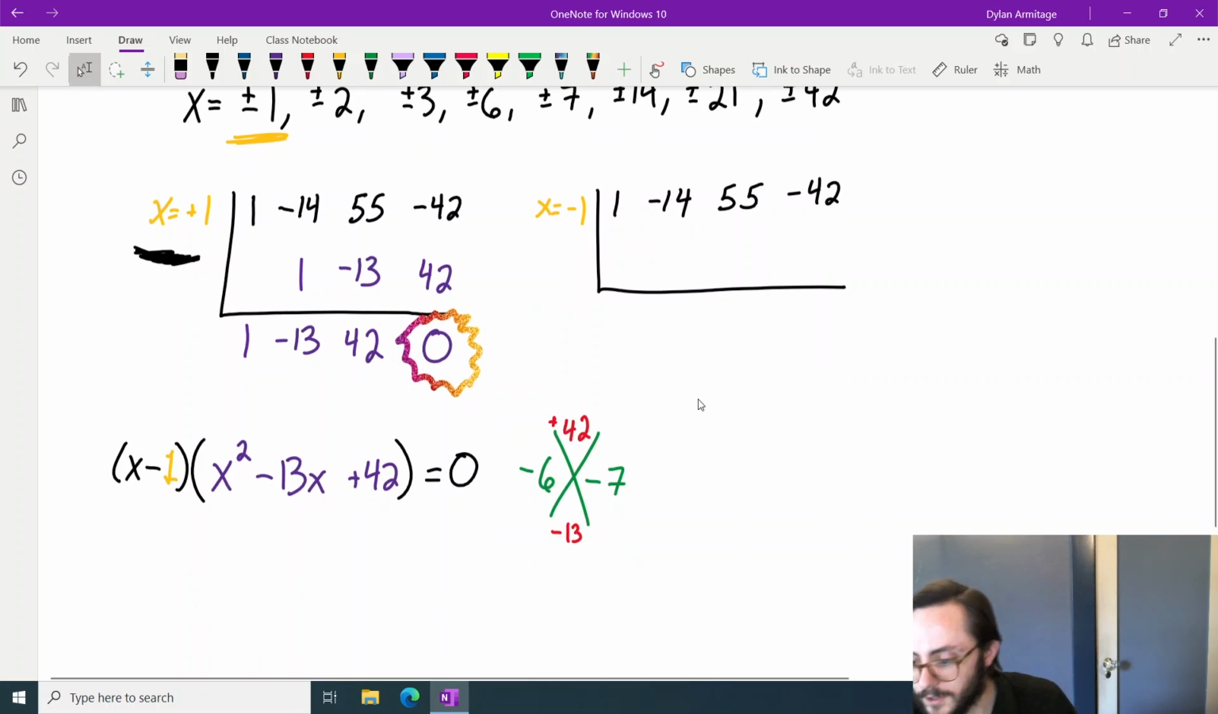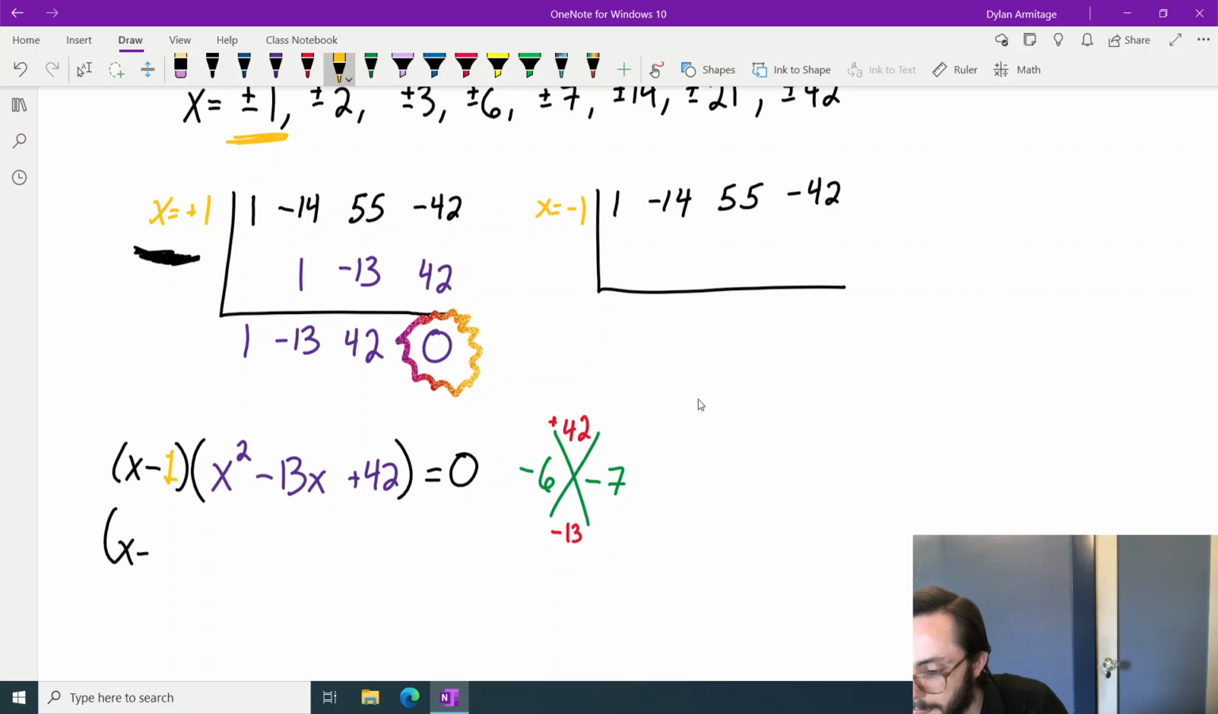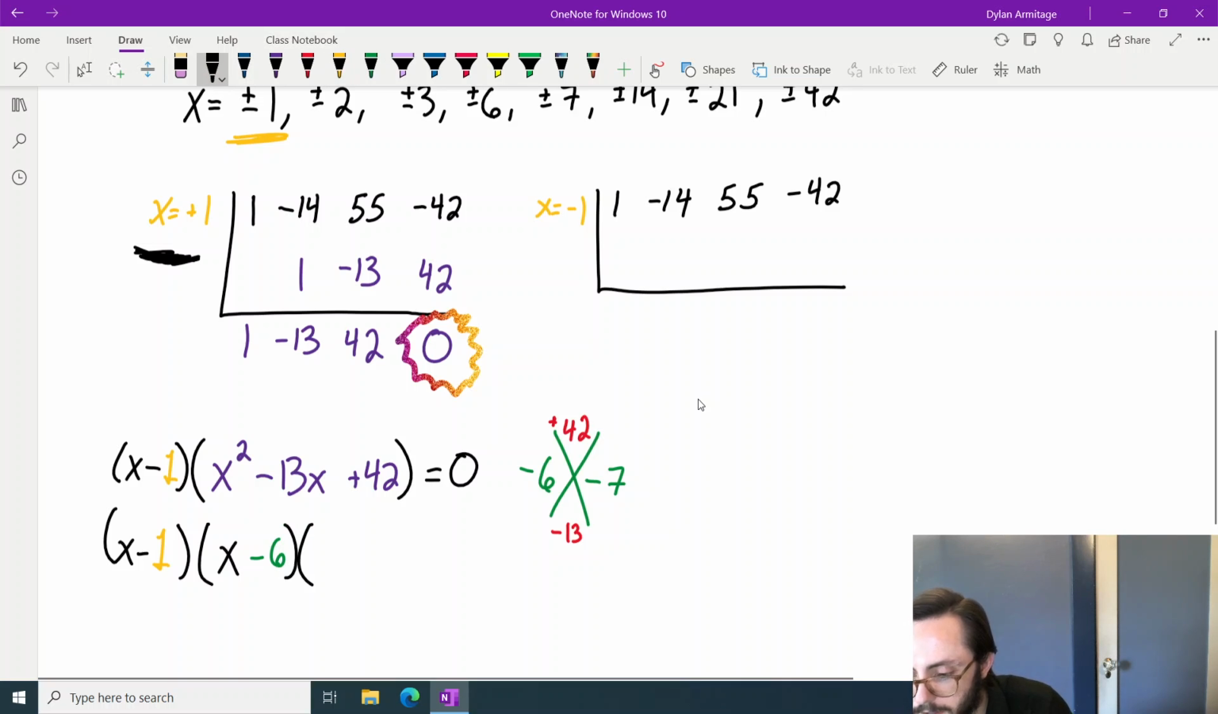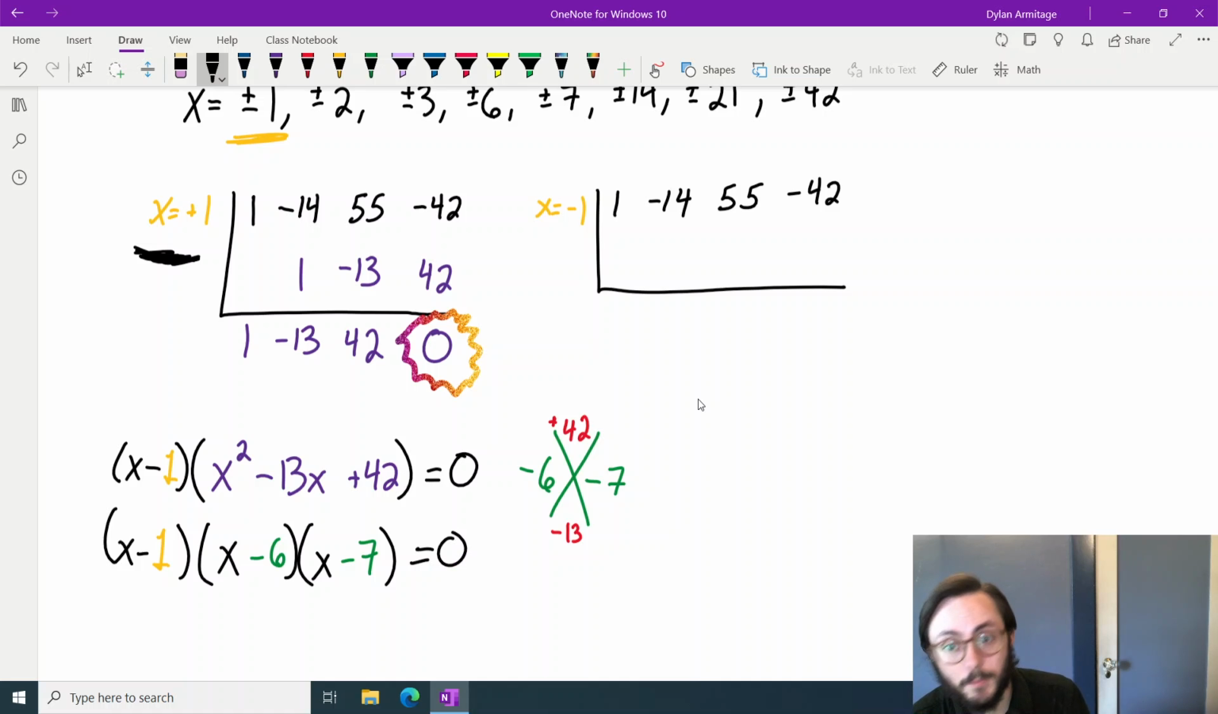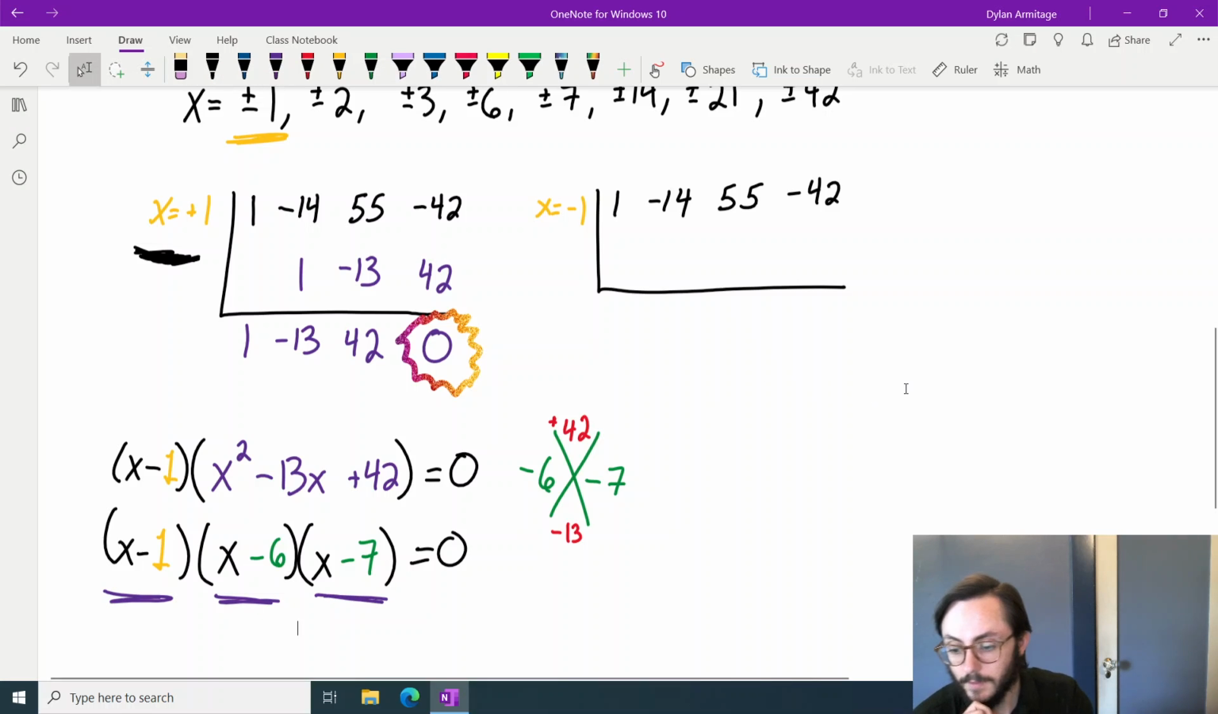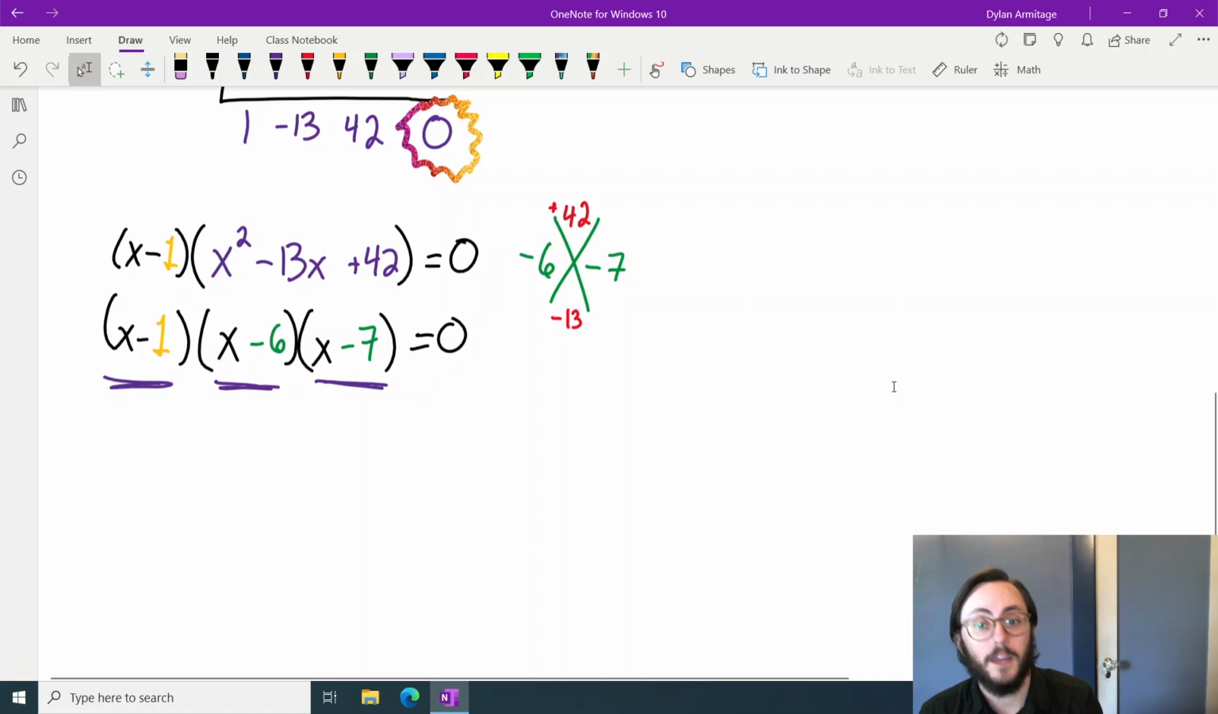Cool. So we can factor x minus 1 times x minus 6 times x minus 7 equals 0. Right, our zero product property lets us take each of these and make them equal to 0, because only one of them has to be 0 for the whole thing to be 0. Nice part about multiplying by 0.